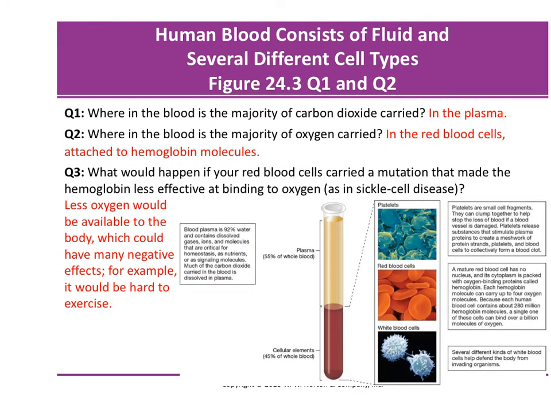So the majority of carbon dioxide is released from cells during cellular respiration. They take in oxygen, they break down glucose, they produce ATP, and they release carbon dioxide. That goes into the blood plasma and is carried eventually to the lungs where it's exhaled out.